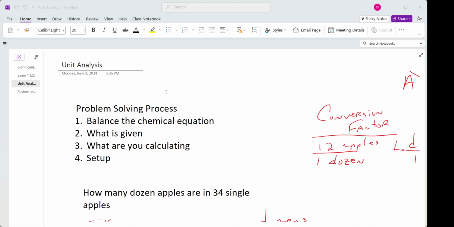Number 2 is what is given. What information is given? You skip that. You look at what you're trying to calculate. And you have setup. And the setup goes from given to calculate. Okay? There can be a series of conversion factors. And that's it, problem solving.